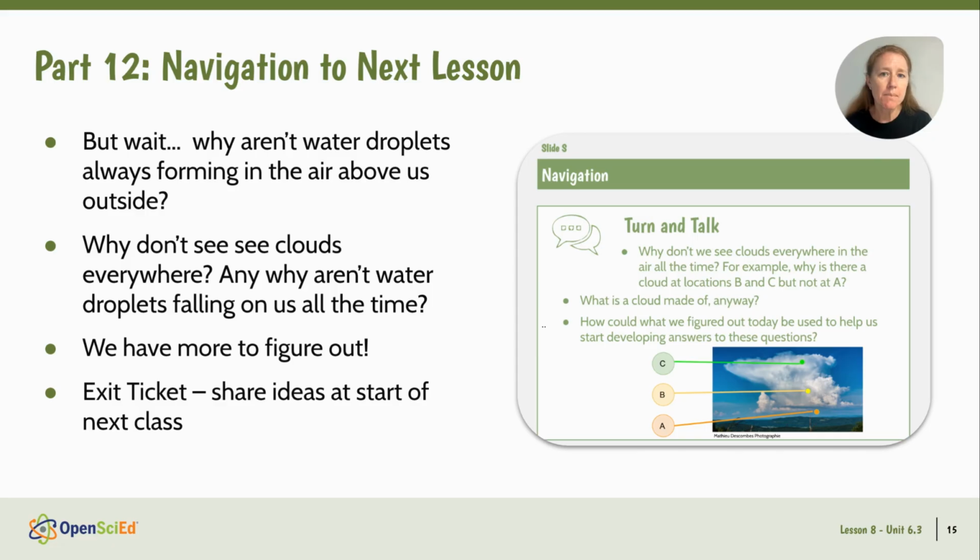A final key moment comes at the end of day 2, where we set up for our next lesson. Okay, we figured out water droplets can form in the air that has water vapor in it when it cools down. But wait, then why aren't they always forming in the air above us, right? We know it's cold there. So we brainstorm some ideas. I love to do these types of exit tickets as quick Google Forms and then be able to grab some student ideas and show them at the start of the next lesson.